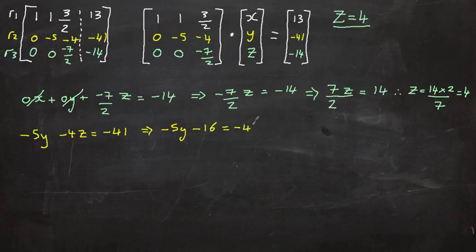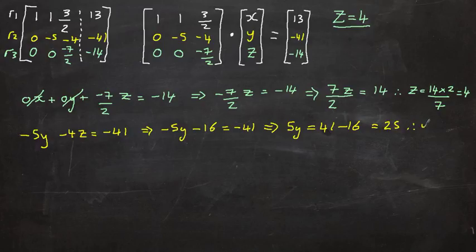equals minus 41. You could multiply or divide both sides by minus 1, which would give us 5y plus 16 is 41, but to shorten the steps, say 5y is plus 41 minus 16. If we take it to the other side, you change the sign. 41 take away 16 would be 31 take away 5 is 25. So that's 5 lots of Y is 25.